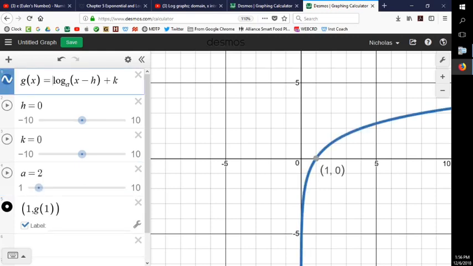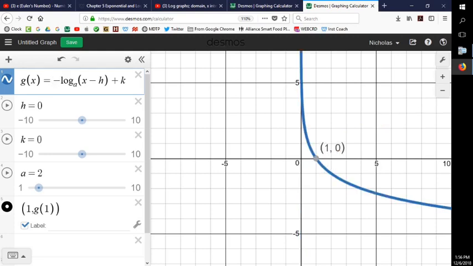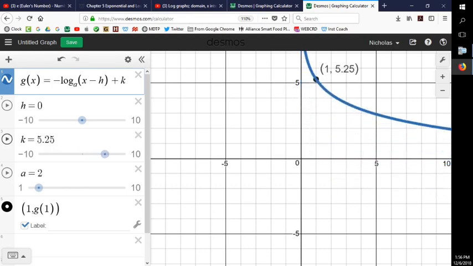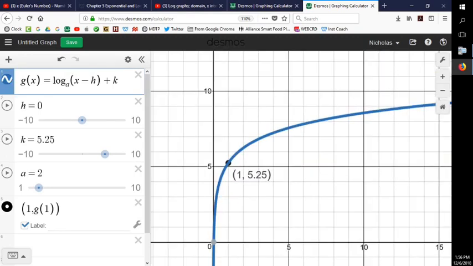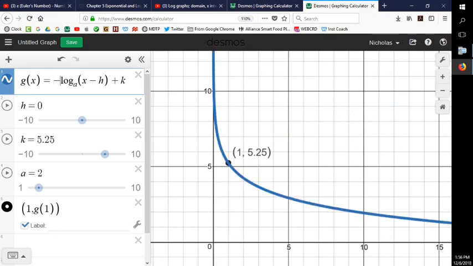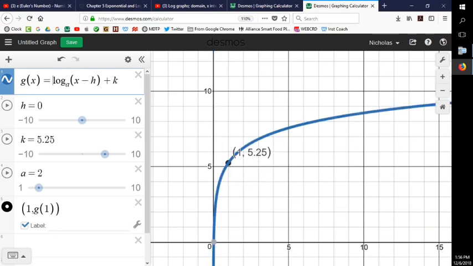If I were to flip this or reflect this, it still does that. But what happens when I move the K, when I shift it up and down? I just moved it up. Now K is 5.25. If I make it positive, what's it reflecting over? That's weird, huh? It's reflecting over the horizontal axis right here, and it's not flipping over the x-axis exactly.